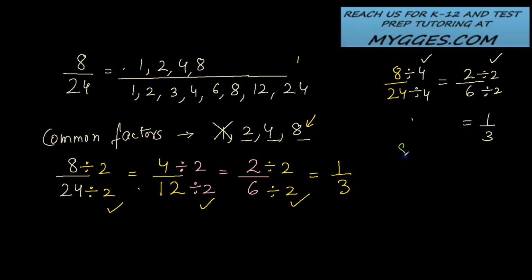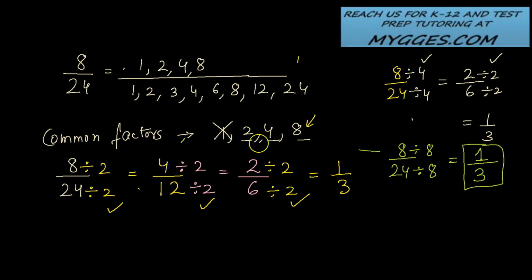In the same way, if you divide 8 and 24 by 8, that means the third factor, then it can be done in 1 step. 8 divided by 8 is 1, and 24 divided by 8 is 3, and we get our simplified form. So this is how these factors work. It depends on which factor you are taking. If you take the smaller factor, you have to divide more number of times.